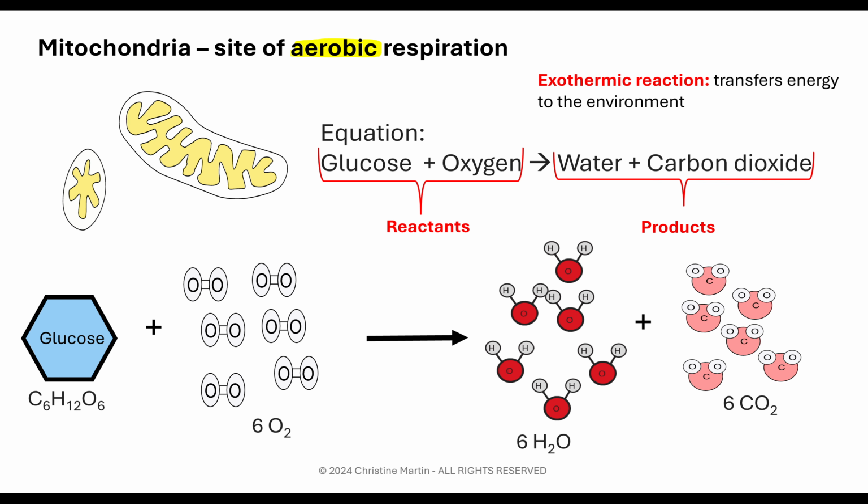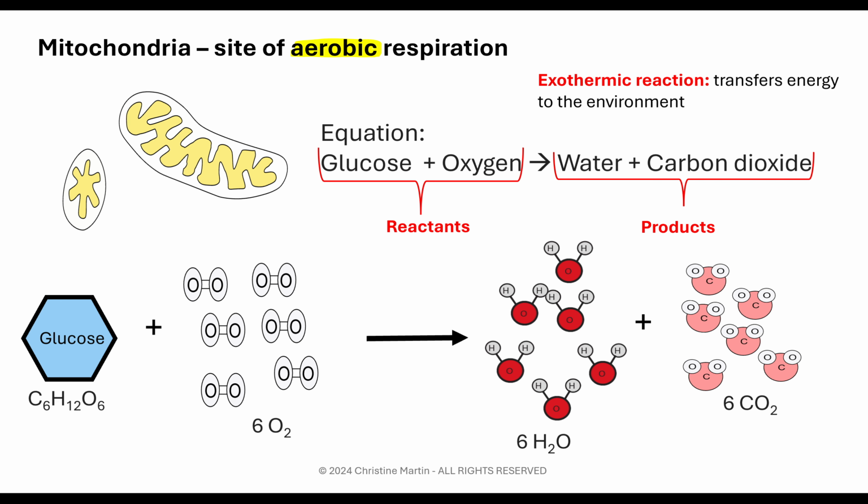Now, this is an exothermic reaction. And the reason it's called an exothermic reaction is because it transfers energy that was stored inside the bonds of the glucose and the oxygen to the environment. So the energy gets transferred from the chemical energy form. Here's a bit of physics for you. It is going to be transferred to thermal energy, which is then lost to the environment. So this is a chemical reaction that is occurring where we are bringing together glucose and oxygen and releasing the energy and producing our water and carbon dioxide as the products.